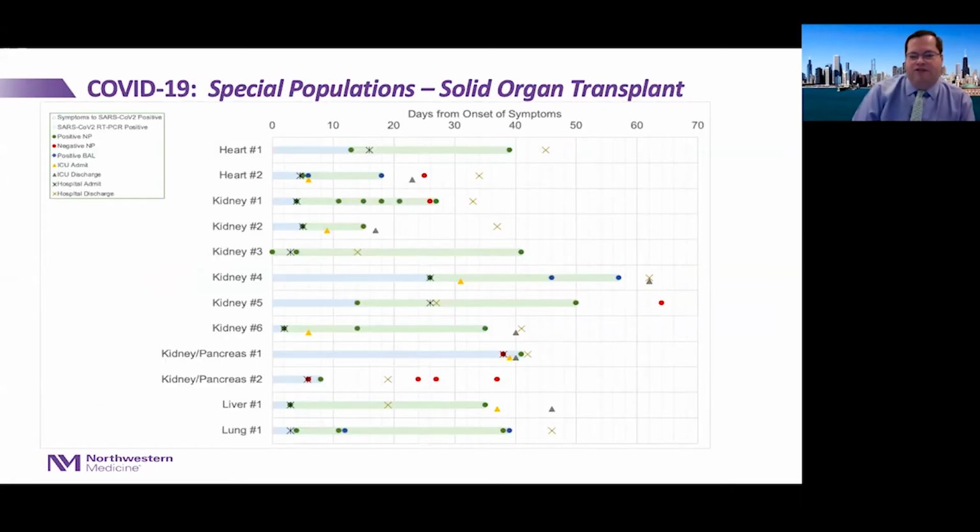One feature that we've noted is that these patients have very prolonged shedding. At the time that we looked at this about a month ago, the average duration of shedding was somewhere around 40 days. We now have a number of patients that are well beyond 60 days of shedding, and some of these patients have relatively low CT values, meaning that there's a fair amount of virus present. Next slide.